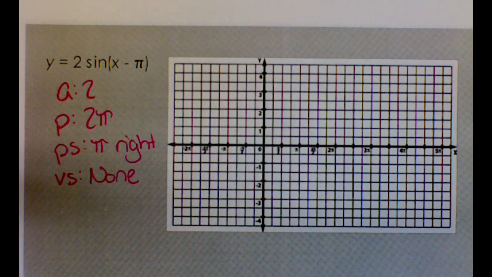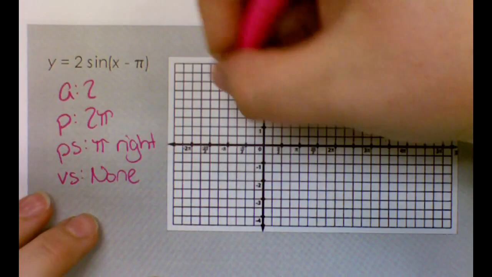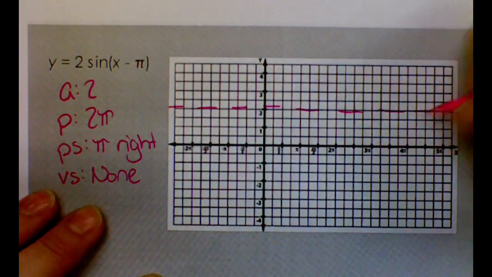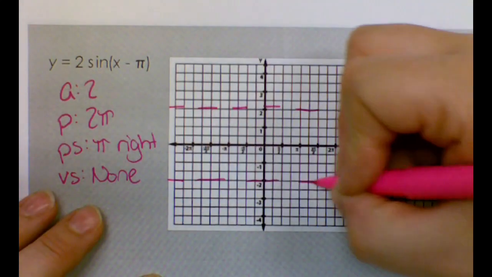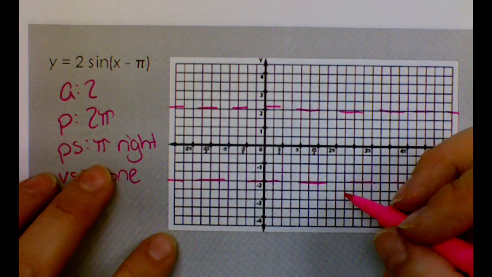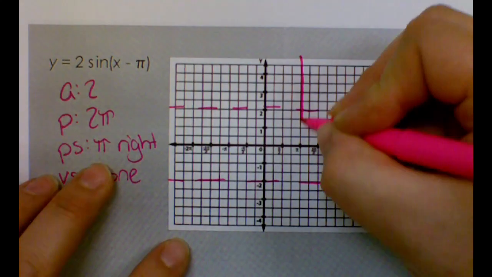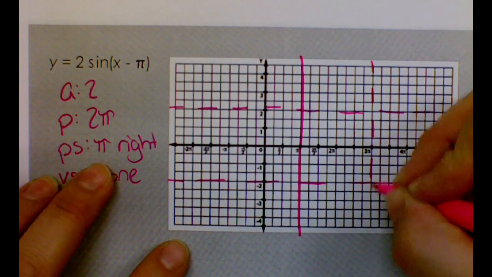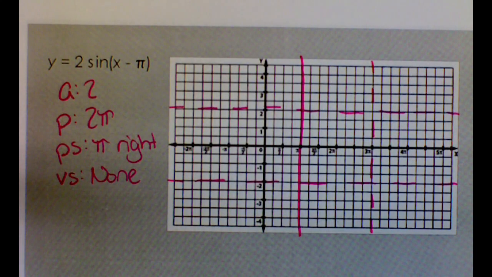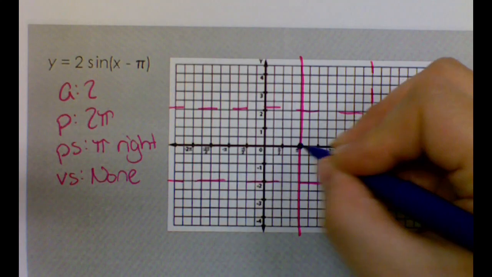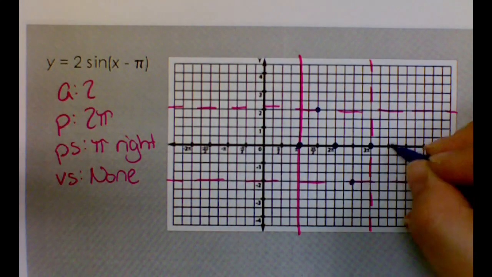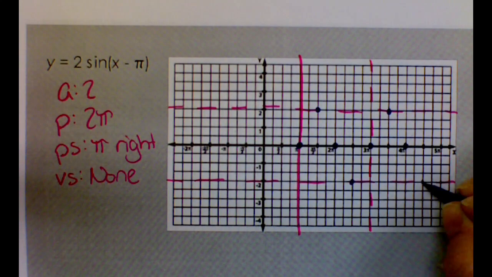All right, so no vertical shift, so I would start with my amplitude. My maximums will be at 2. Minimum's at -2. Phase shift is pi to the right, so I start at pi. My period is 2 pi, so my first one ends at 3 pi. I'm graphing a sine function, so that means start at 0, end at 0, middle at 0. And we go up first, then down, and then follow my pattern.